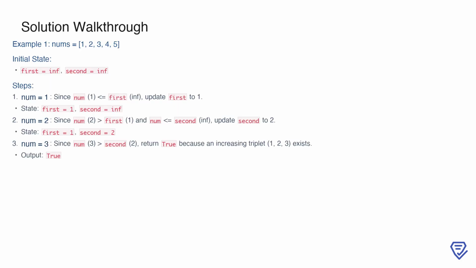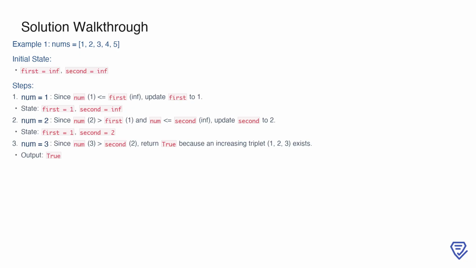To solve the problem, we initialize two variables, first and second, both set to infinity. These will help us track the smallest two numbers in an increasing sequence. Now, let's work through the array nums equals 1, 2, 3, 4, 5. Starting with number equals 1, since 1 is less than or equal to first, we update first to 1. The state becomes first equals 1, second equals inf.